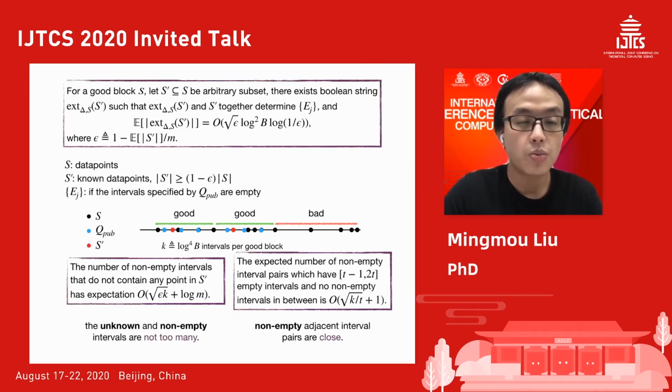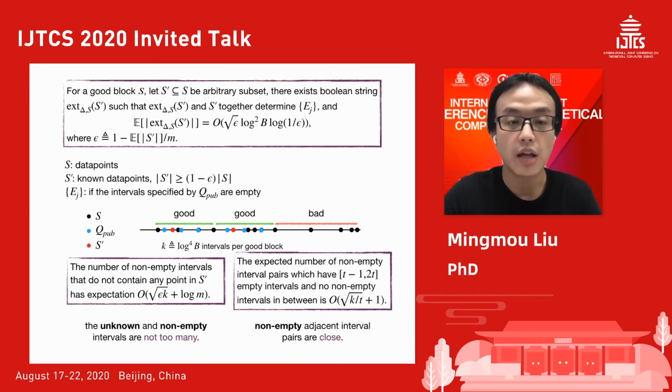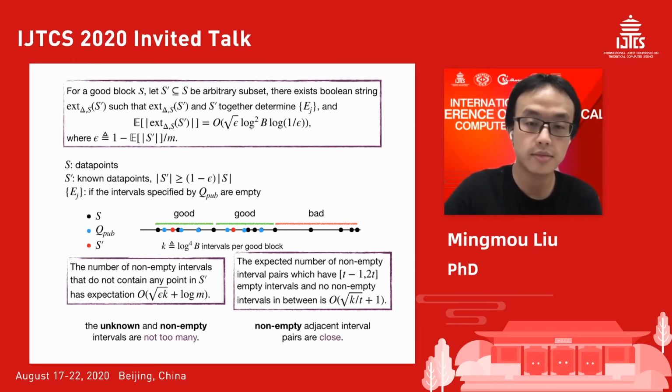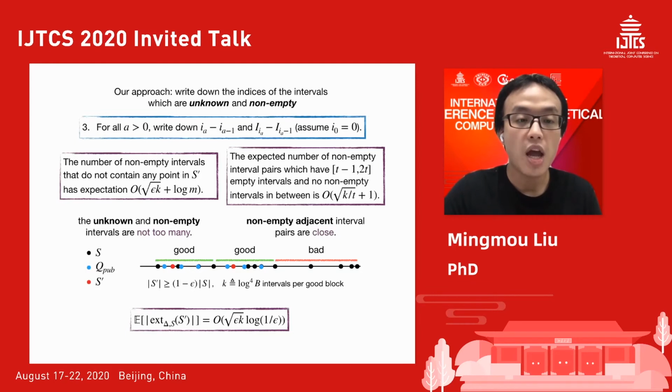To show the code word is not too long, we involve two lemmas. The first one shows that there are not too many intervals which are unknown and non-empty. The second one shows that the non-empty adjacent interval pairs are close. Both lemmas are proven by carefully analyzing the input distribution. By putting everything together, we conclude that the auxiliary bit string is short.